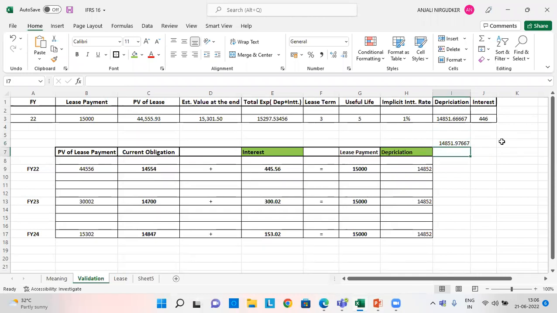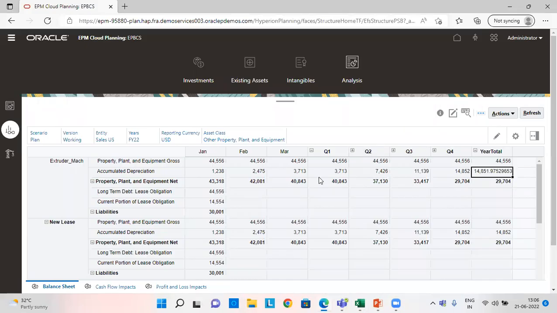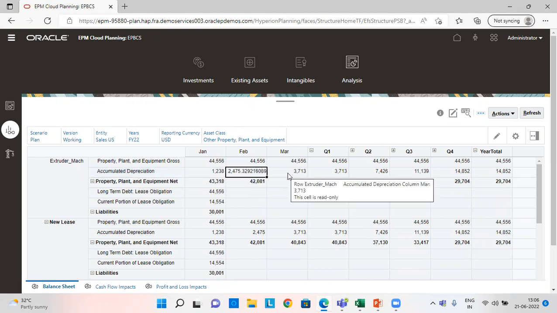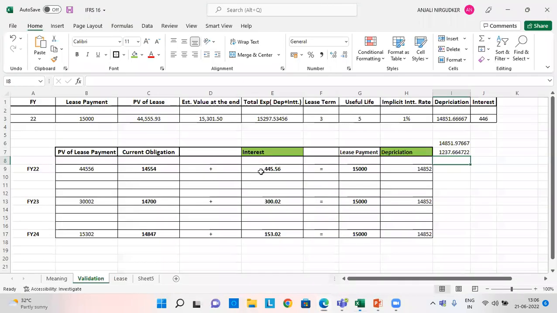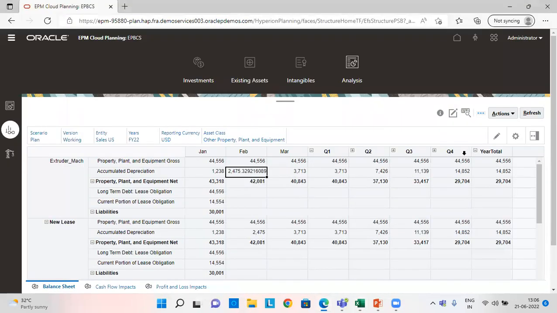And then for monthly calculation, we are going to divide this figure by the number of months, which comes to 1237. Since this is accumulated depreciation, the amount will get accumulated at the end of each month. So this is 1237 for January, and this amount gets added up in February: 1237 plus 1237. If we add the figure two times, we'll get the figure for February, 2475, which we can see here.